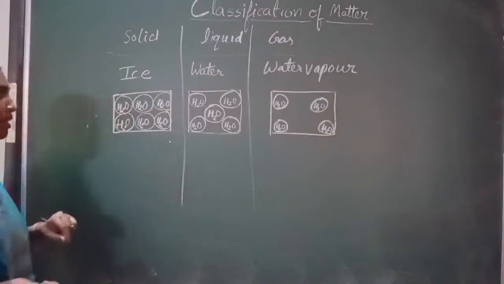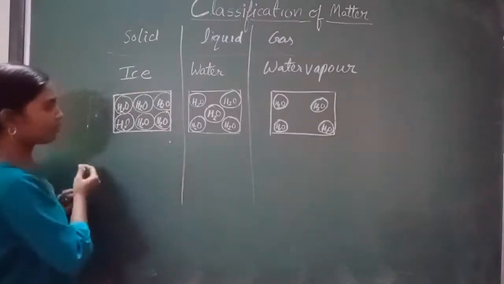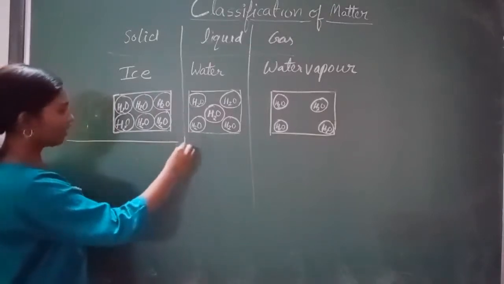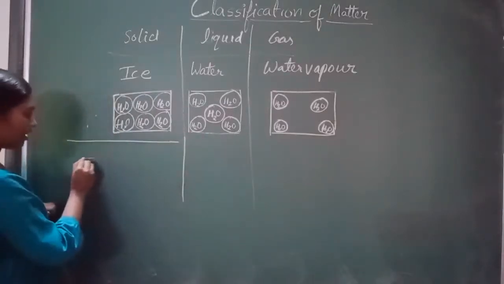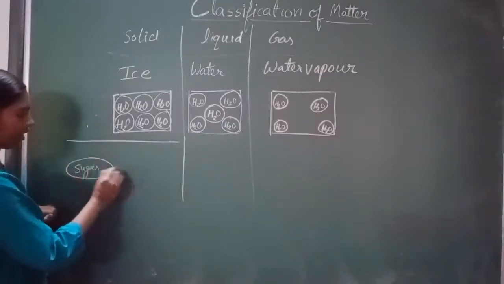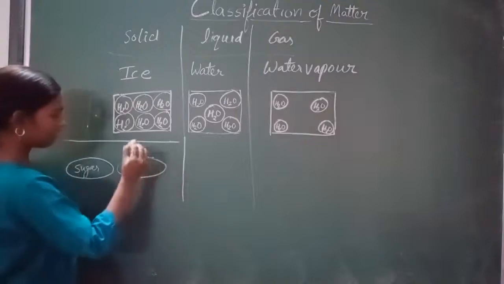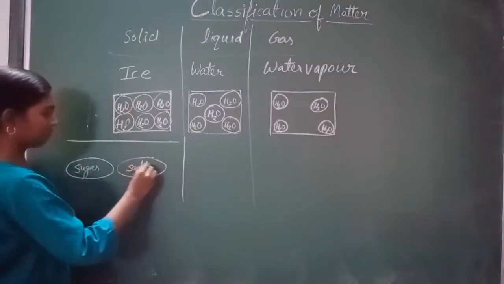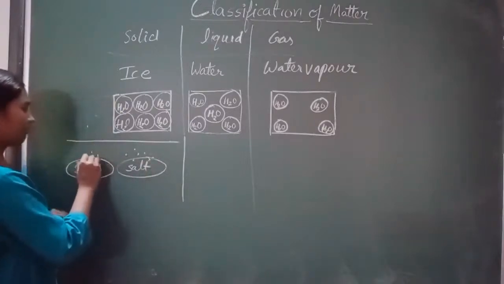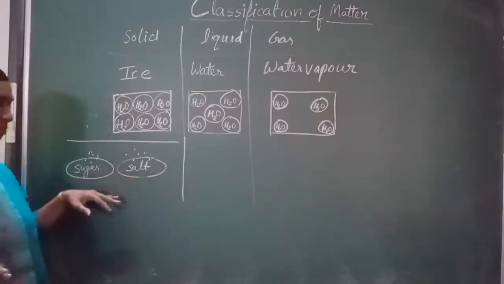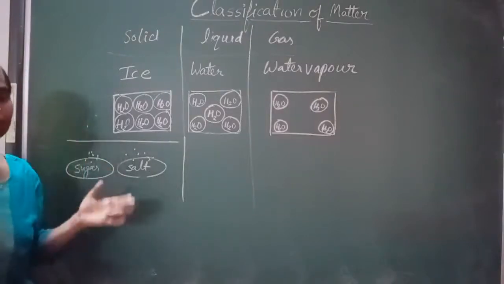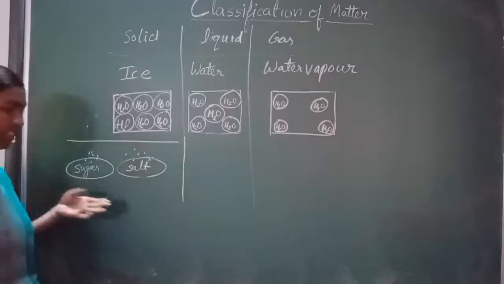Look, one more example. Suppose I have taken solids only. In one plate I have taken sugar and in one plate I have taken salt. If both are kept, how can you recognize them? By seeing, you cannot recognize this sugar and salt.